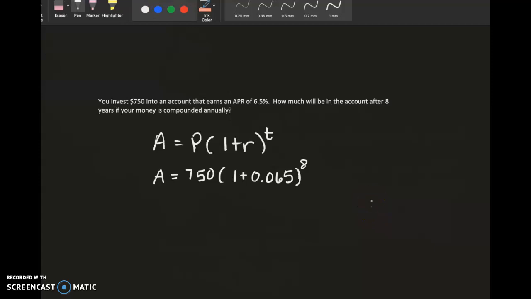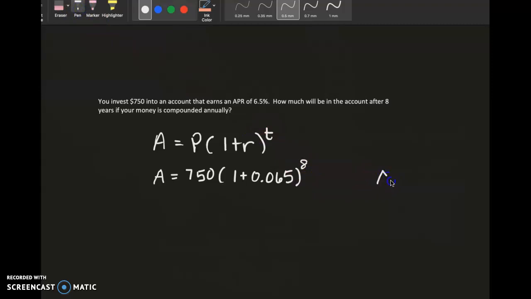Now in my calculator, I'm going to type 750, put a parenthesis, 1 plus 0.065, put another parenthesis, and then I have a button that has this on it. Oh shoot, you can't see that very well.